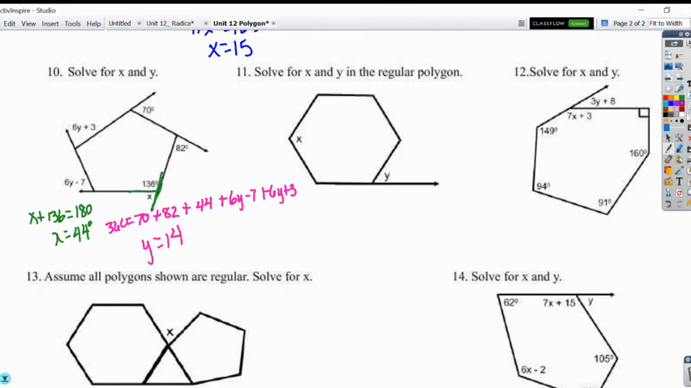Now when we look at 11, trying to find these exterior and interior angle measurements of a regular polygon. So my exterior is going to be 360 degrees divided by the 6 exterior angles that you have. And that calculation nicely comes out to tell you that y is 60 degrees.